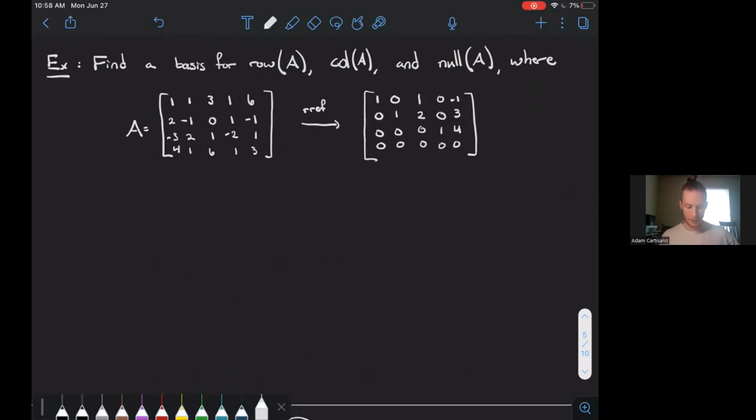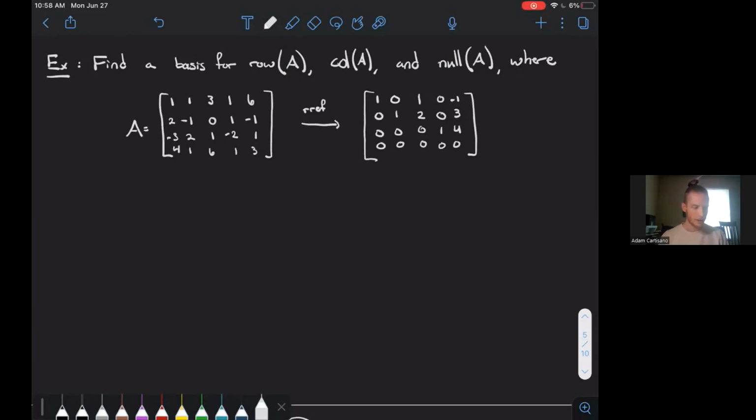We're given a matrix A. We want to find a basis for the row space, the column space, and the null space of A. Okay, the first step will always be to row reduce. So I've gone and done that. Actually, the book has gone and done that for us. All right. Now, we want a basis for the row space of A.